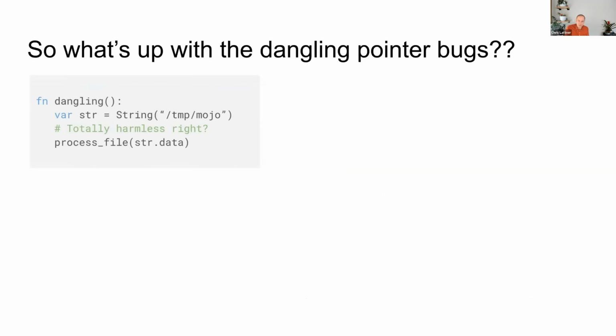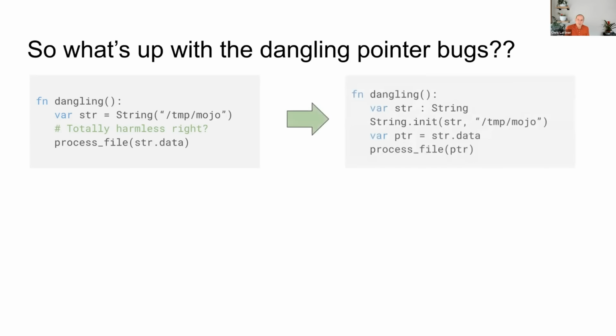Let's come back to what's going on with this dangling pointer bug. Maybe some of y'all have been burned by this. Here I have a string, I get the data field out of it, either with a method or a field access, and I call process file. This looks totally fine, right? No big deal. Is this actually correct? This seems magic. Let me tell you why this doesn't work.